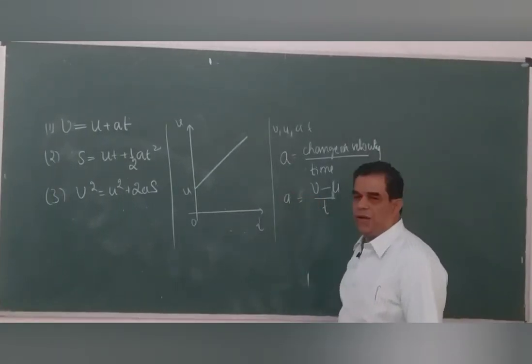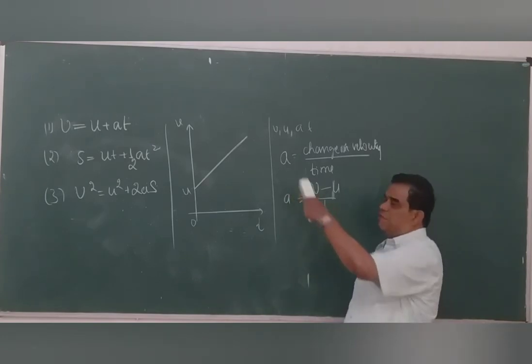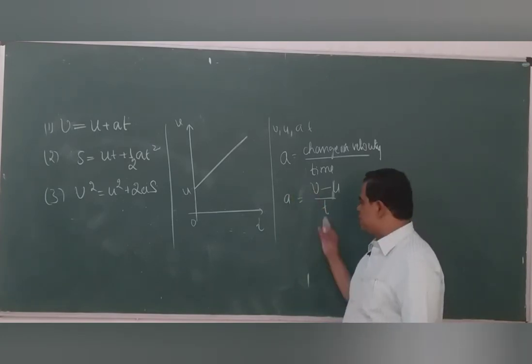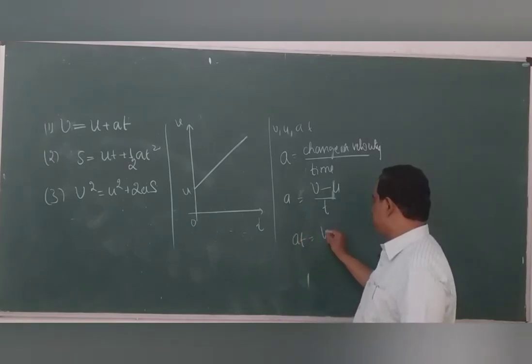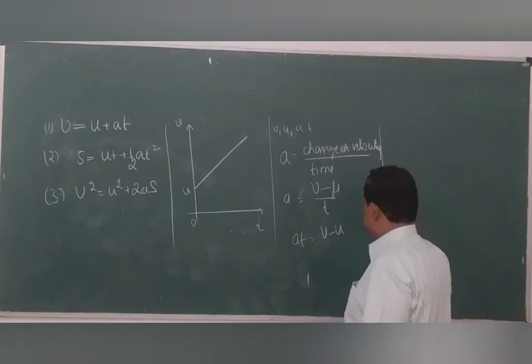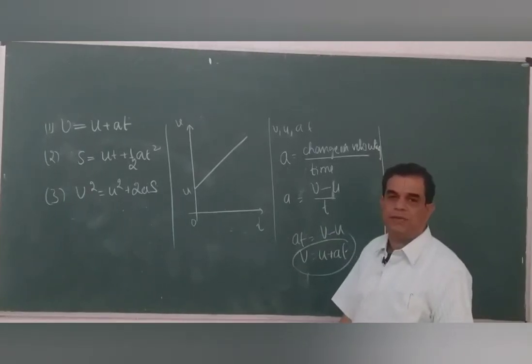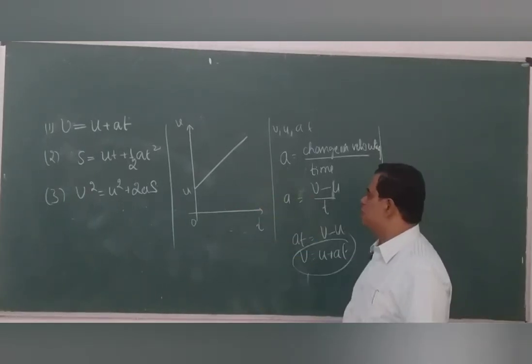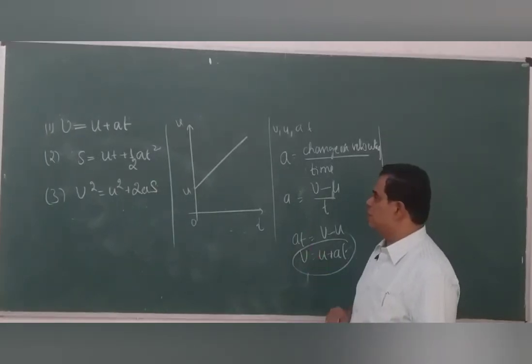Now, if you are clever in maths, you can tell me what to do next. Because we want to get V equals U plus AT, you just cross multiply it, you will get the final answer. I cross multiply it, AT equals V minus U. Therefore, V equals U plus AT. We got the first derivation. Very simple derivation. You are supposed to get this. So, I will just go through it once.